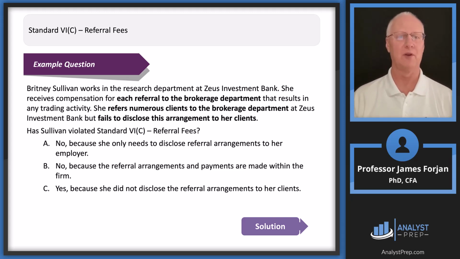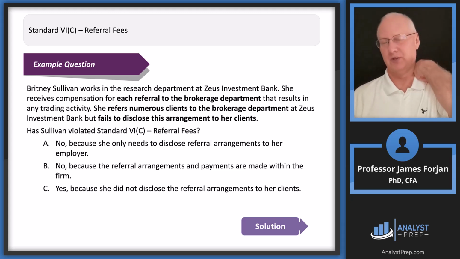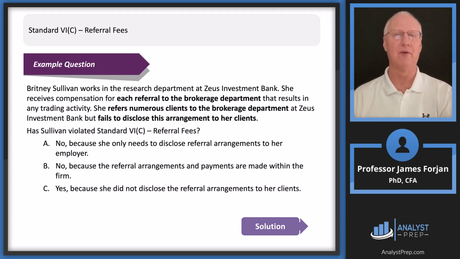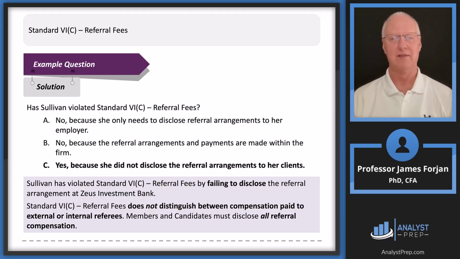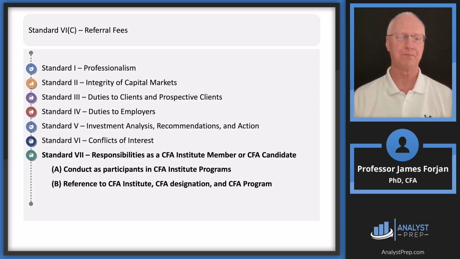So let's end with a quick question here. Brittany works in the research department. She gets compensated for each referral. She refers numerous clients, but fails to disclose. This is what I was saying earlier. I think I said there were 5 questions in this standard 6C, and all but one of them was a violation. Well, here's an example here. Of course, there's a violation, failing to disclose. Make sure you just put failing to disclose on 4 out of the 5, but make sure you read it and see, because the Institute, they're going to slip one of those in there where there's not a violation.